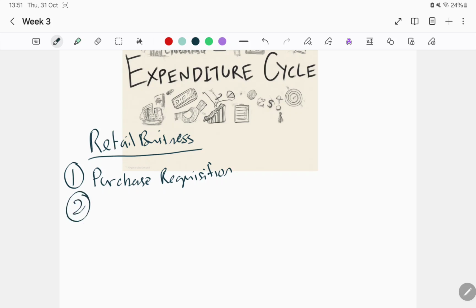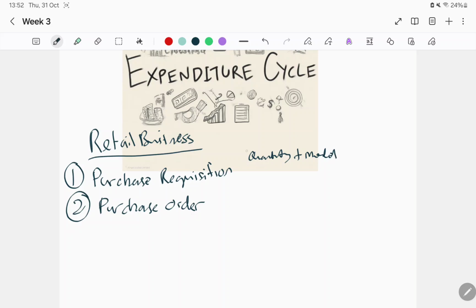Then this purchase requisition, you will send it to the purchase team, right? The purchasing team. In revenue, we have the sales team, right? So they will send this purchase requisition to the purchasing team to generate the purchase order. What happens here is that in the purchase requisition, they will usually inform what the quantity is that they need, the quantity plus the model specification.